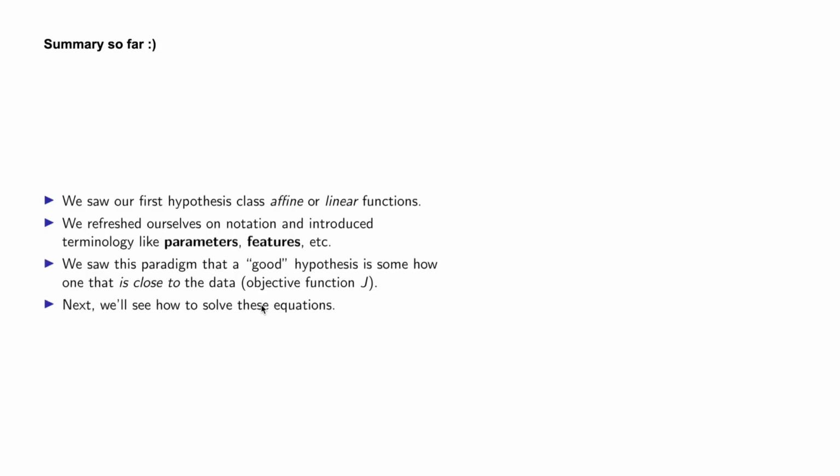Okay, so before moving forward, let's see what we have learned so far. We saw our first hypothesis function, which is the linear or affine function, and then we refreshed ourselves on notation and introduced parameters and features. Theta are the parameters, and there can be a number of features, like the number of bedrooms, number of bathrooms and so on. Then we saw our loss function, which is squared loss in our case. Now we'll see how to solve these equations. So our new task is to find the argument minimum for our loss function.